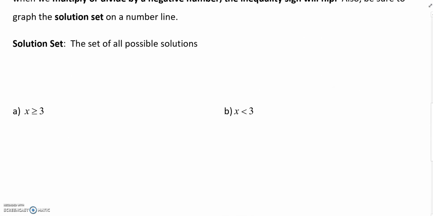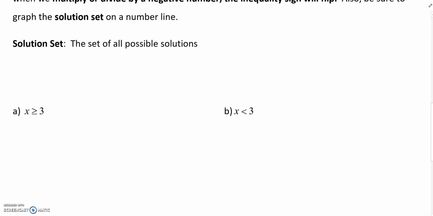So if you look at this first example, this would read x is greater than or equal to 3. X is greater than or equal to 3. So that means the solution set for this could be 3, because of the or equal to 3. Or it could be 4 or 5 or 6, or it could even be 3.1, 1,002.456, like any value greater than or equal to 3.